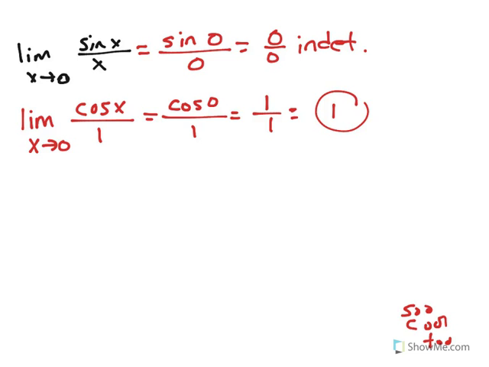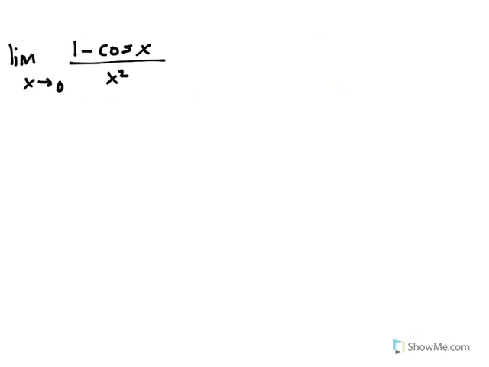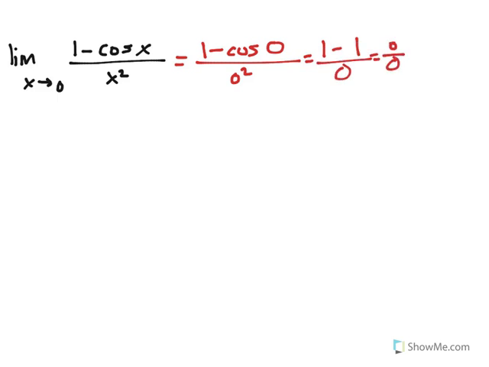Let's try the next one. The limit as x approaches 0 of 1 minus cosine of x over x squared. The hope is to not test it, but I'm going to test it anyway. So it's 1 minus cosine of 0 over 0 squared, which equals 1 minus 1 over 0, which equals 0 over 0, which once again is indeterminate. So let's use L'Hopital's rule. We'll take the derivative of the top and the derivative of the bottom.